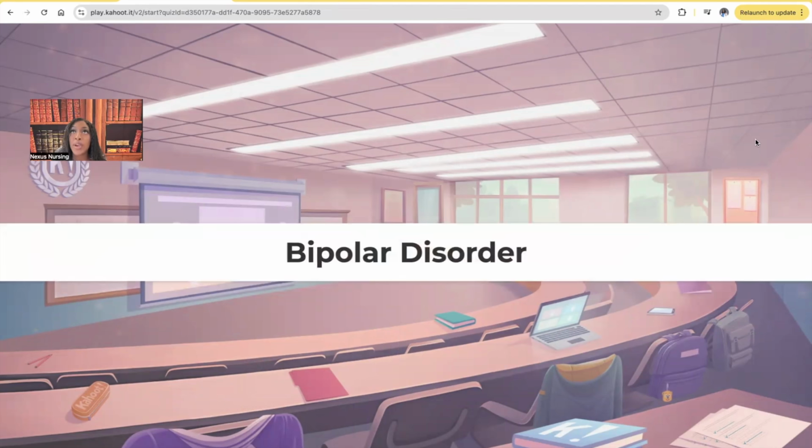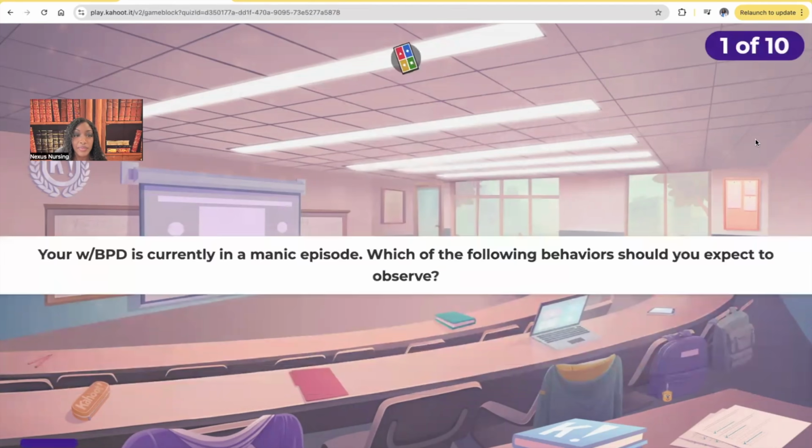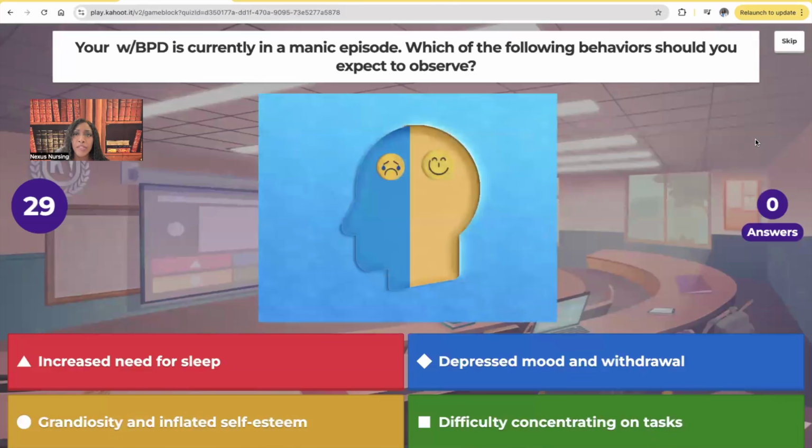Bipolar disorder, first question coming up. All right, your patient with bipolar disorder is currently in a manic episode. Which of the following behaviors should you expect to observe? Would it be increased need for sleep, depressed mood and withdrawal, grandiosity and inflated self-esteem, or difficulty concentrating on tasks? Which one would you expect to see in your patient that's going through the manic phase of bipolar disorder?